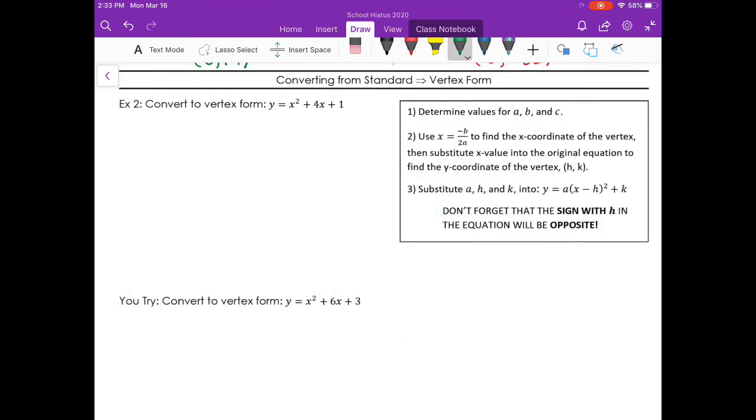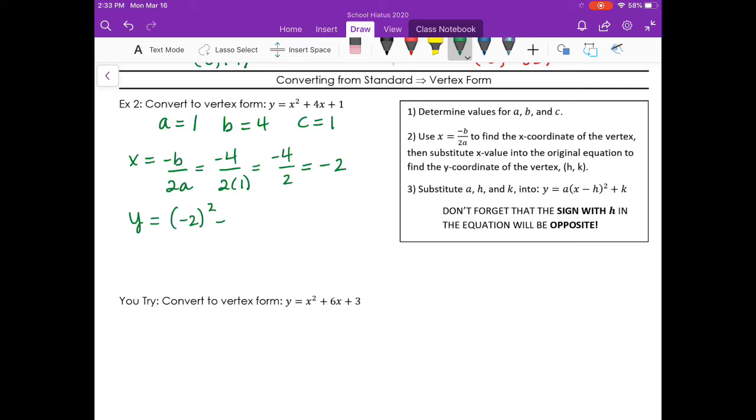The last part of the lesson is converting from standard to vertex form. The first thing we're going to do is identify the values for A, B, and C. Then we'll substitute B and A into x equals negative b over 2a, the same equation that we used to find the axis of symmetry and vertex when we were graphing. This will tell us the x-coordinate of our vertex. We'll substitute this back into the original equation to find the y-coordinate of the vertex as well.